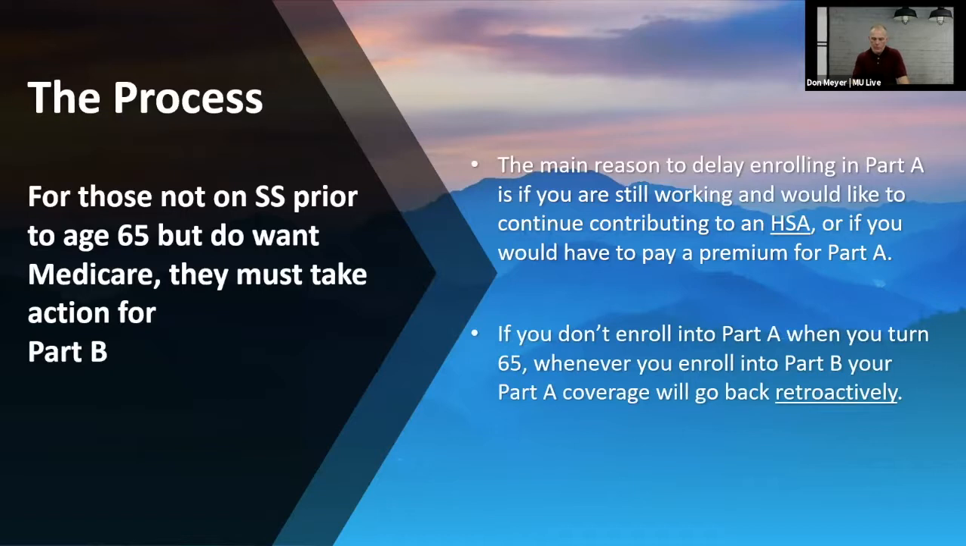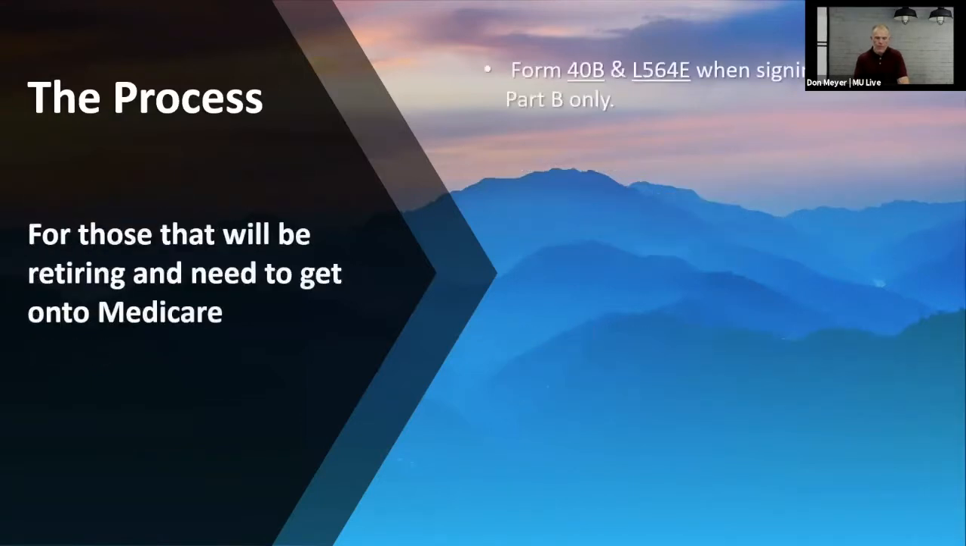Now, if you don't enroll in Part A when you turn 65, whenever you do enroll into Part B, your Part A coverage will go back retroactively. So that's an important thing to know. So for those that are going to be retiring and they need to get onto Medicare, like let's suppose I am now 67 and I've been on company insurance the whole time. I'm ready to retire now and I want to get onto Medicare Part B. They need to fill out Form 40B and L564E in order to sign up for Part B. Those are the two form numbers that they have to have.